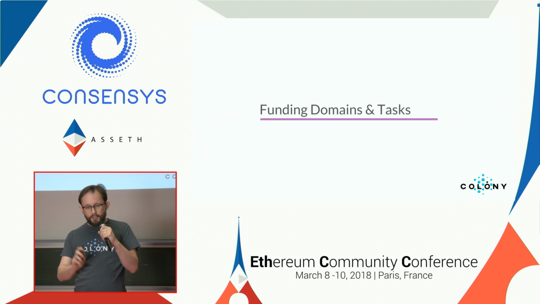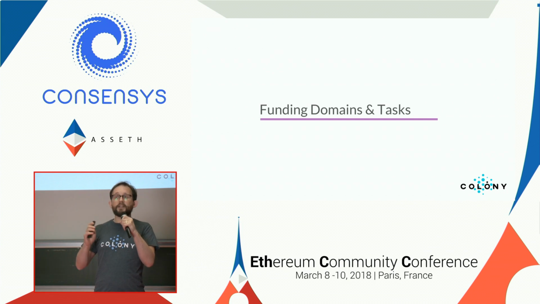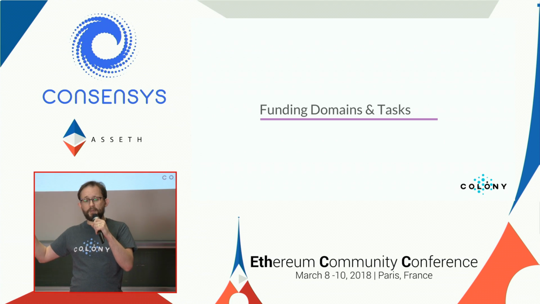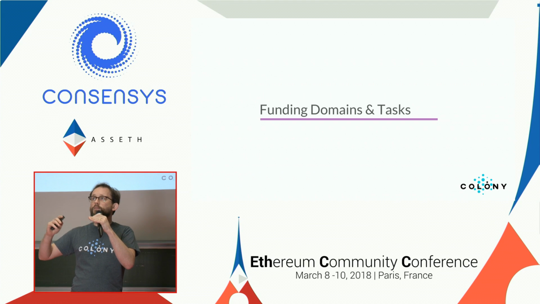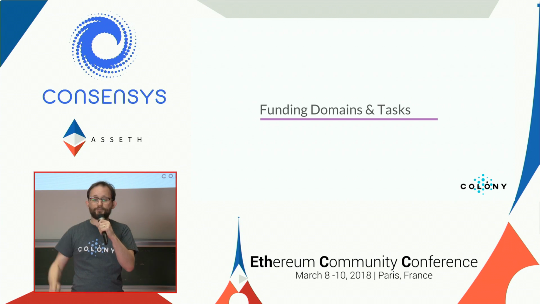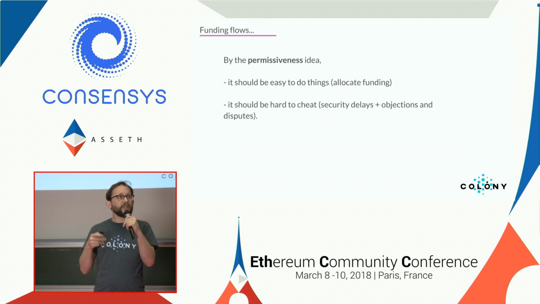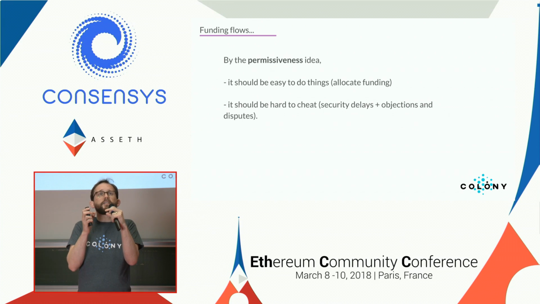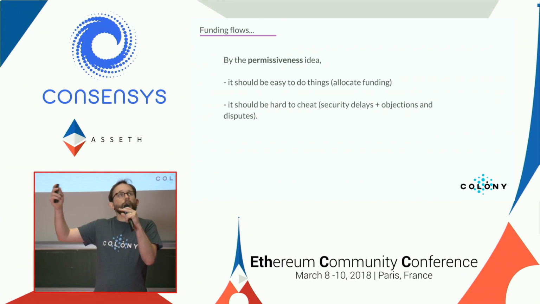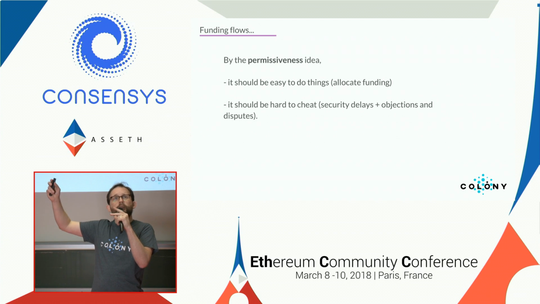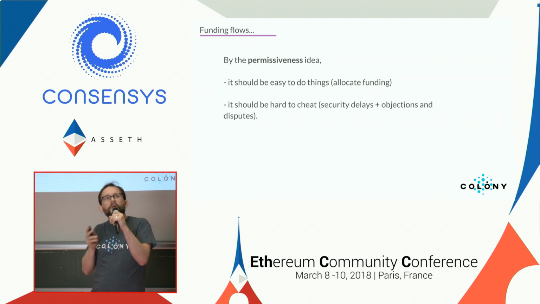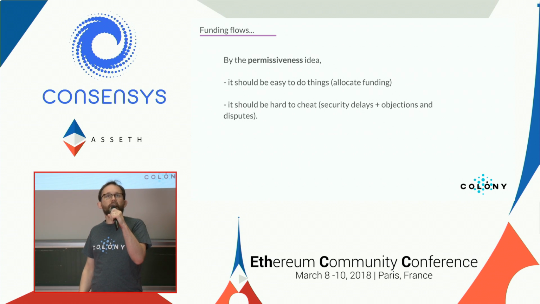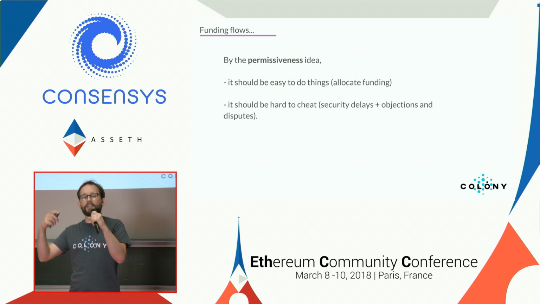Okay, so much for tasks. The funding system of the colony, I haven't talked too much about in the past, so I'll highlight it today. It has a similar balance of permissiveness and security. So it should be easy to allocate funding. Even if a person just has a small amount of reputation, maybe you should be able to create a task and assign a big budget to it if that's what it needs, but it should require really long security delays, so that if the rest of the colony does disagree, everyone has a chance to see what's going on, so you can't sneakily redirect funds.